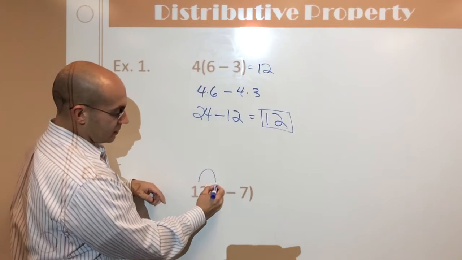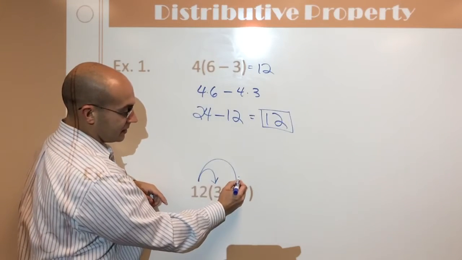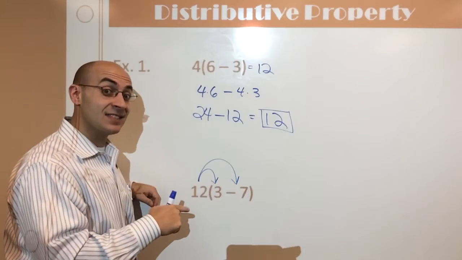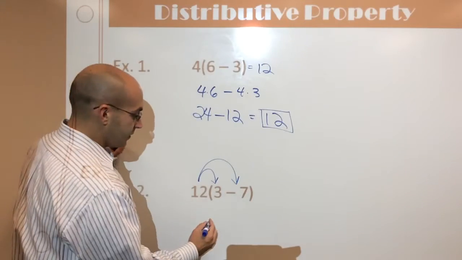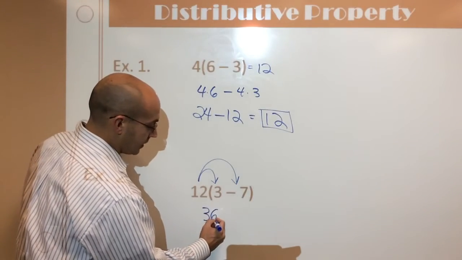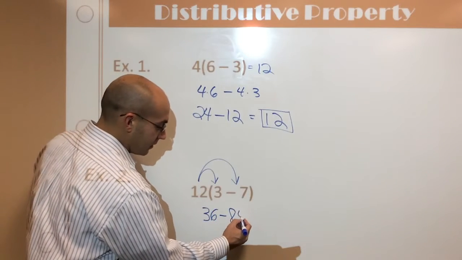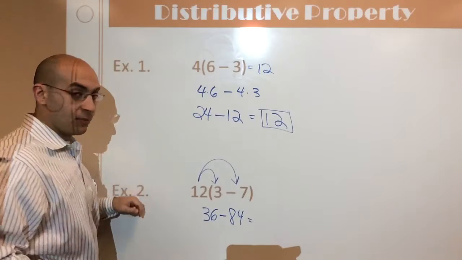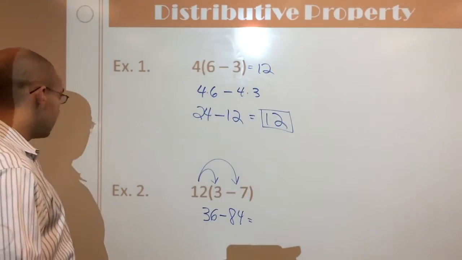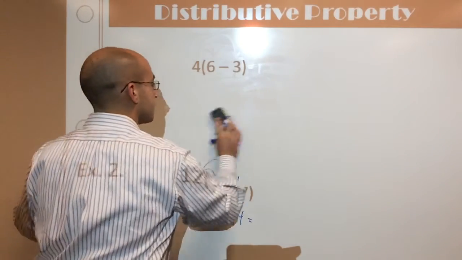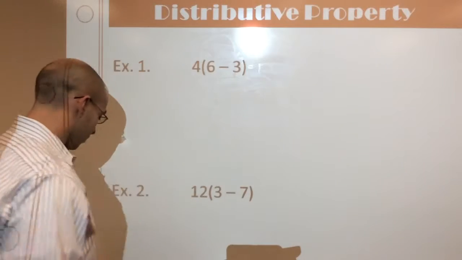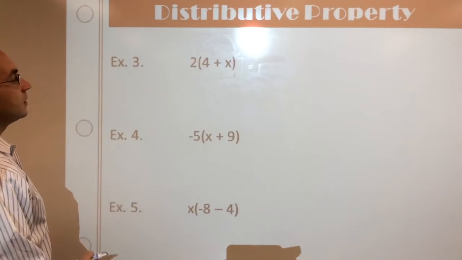This 12 is going to distribute to the 3, and it's going to distribute to the -7. Remember, that's a -7, not a +7. So 12 times 3 is 36, and 12 times -7 is -84. Okay. So when you do that problem out, do it on your own. Got it. Moving on. Thought I was going to give you the answer to that, didn't you? You were wrong. Example 3.